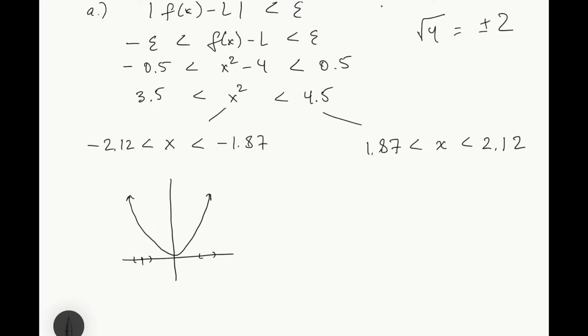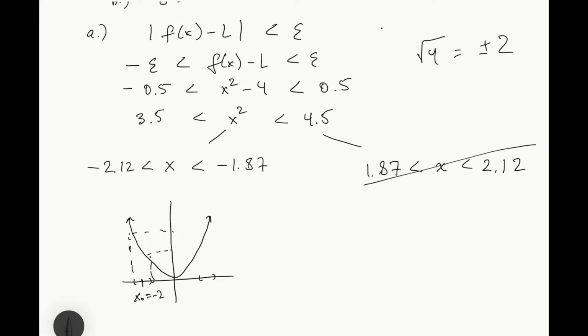Note that one of the intervals contains our x0 value, which is equal to minus 2, while the other one doesn't. So since this is the case where we are looking for the limit, we don't care about the interval that does not include our limit. So the answer to part A is going to be that the open interval given by the inequality absolute value of f of x minus L less than epsilon is going to be minus 2.12 to minus 1.87.